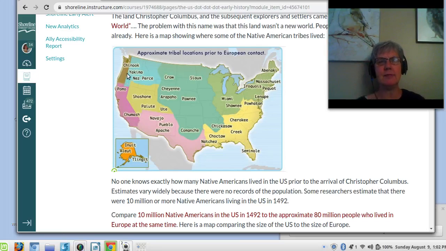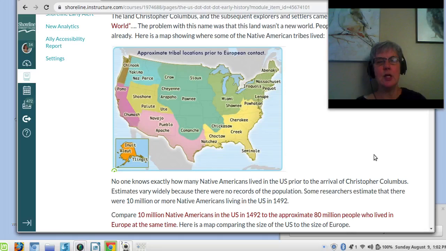So here we have the Chinook. Maybe you know the word Chinook salmon. Yakima tribe of Native Americans. You know the city of Yakima. And the Nez Perce Native Americans. So they all live around here. Let's see another one you might know. Oh, the Navajo is a very huge tribe that lived here.